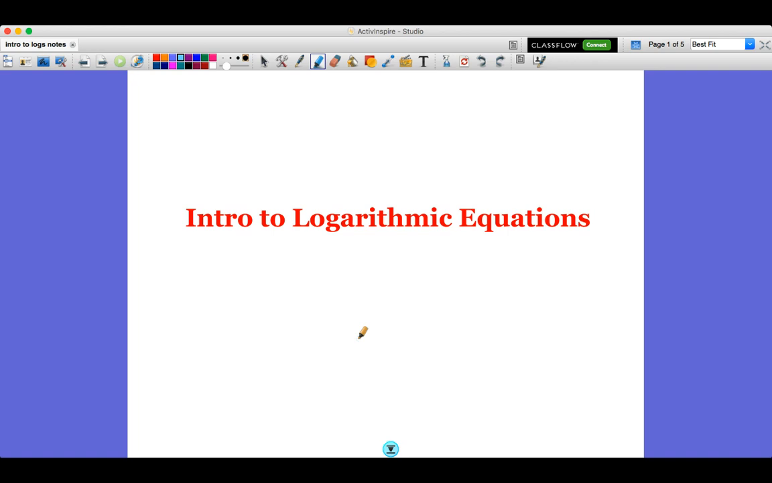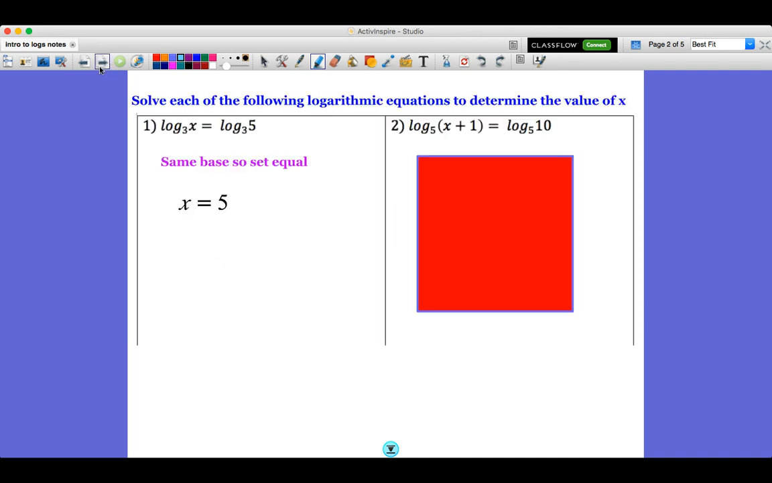So this week we're going to look at intro to logarithmic equations. Similar to what we did last week with exponential equations, we're going to be solving equations this week that have the word log in them or natural log, that ln. We're still going to be doing what we did last time. If you have the same base, we're going to be able to set our inner part of our logs equal and solve for x, really similar to what we did last week.